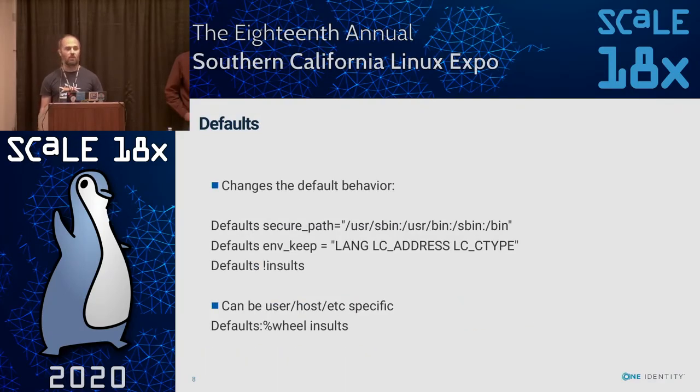Sudo comes with a huge set of default settings, which are quite sane. On the other hand, in some cases, you might want to override them. This is when the Defaults keyword comes in handy. On the screen, you can see a couple of examples, like overriding the path which sudo considers secure, which environment variables to keep from the users, and disabling insults for everyone.